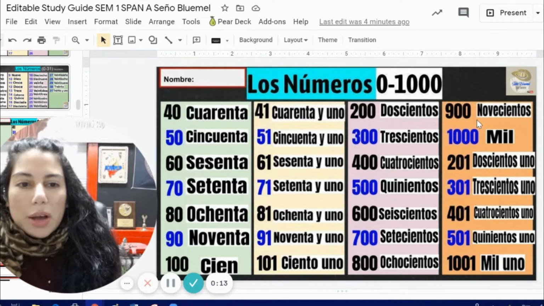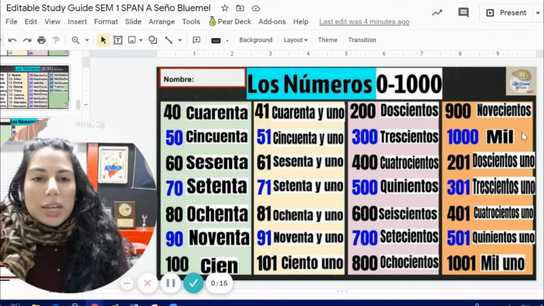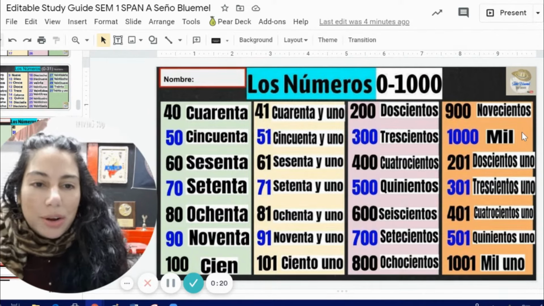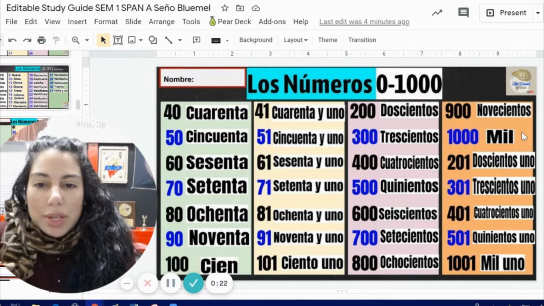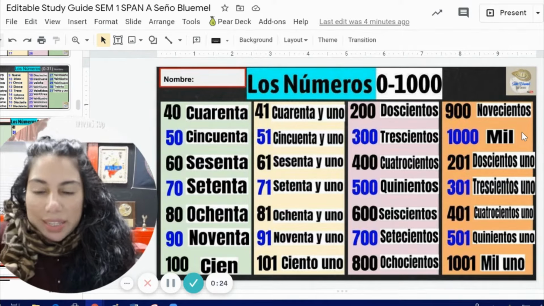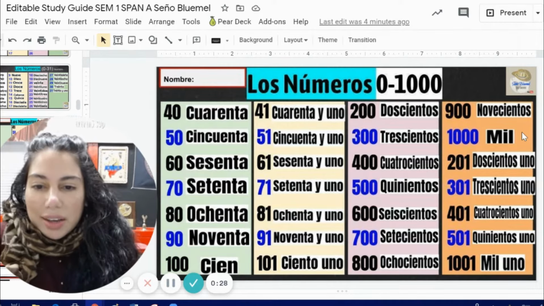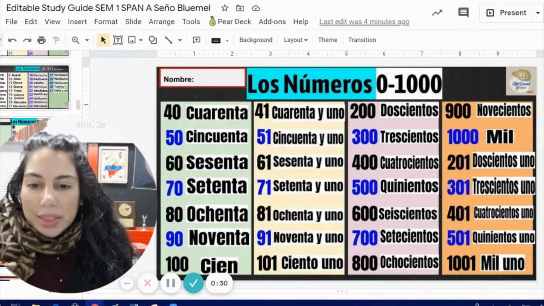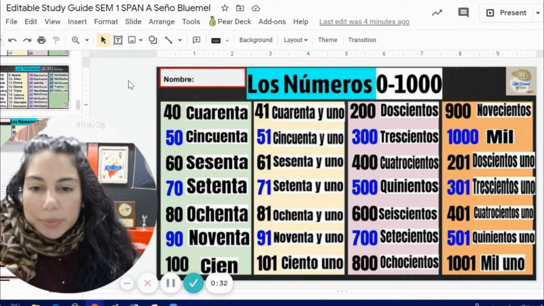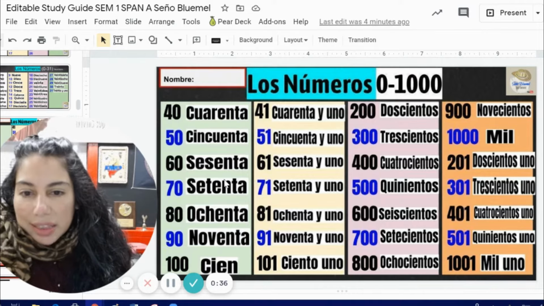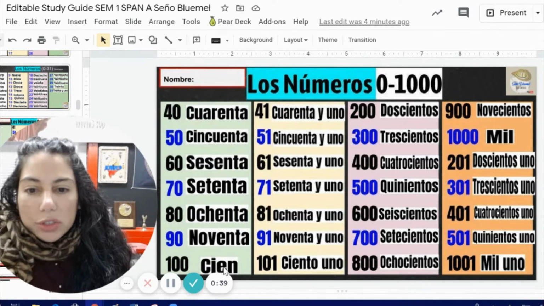Now let's talk about los números 0 al 1000. So for the Spanish B, you guys have to learn all these numbers. So let's start with 40, 50, 60, 70, 80, 90, 100. So notice the pattern here is enta, okay, all the way to 100.